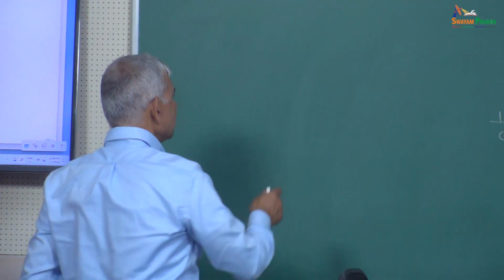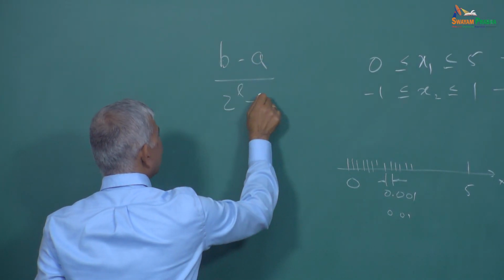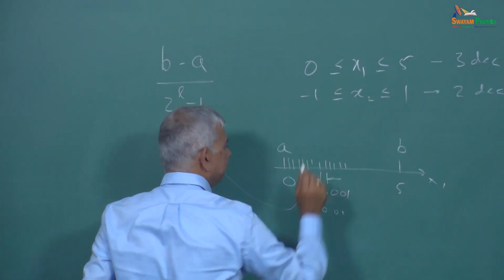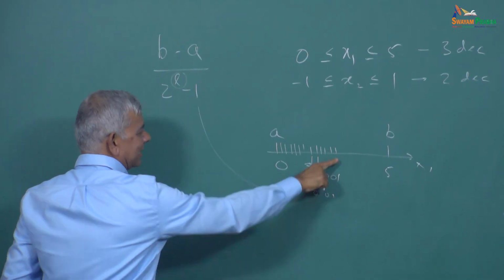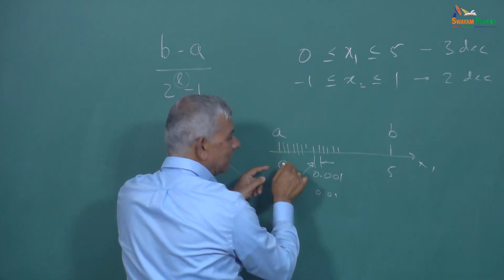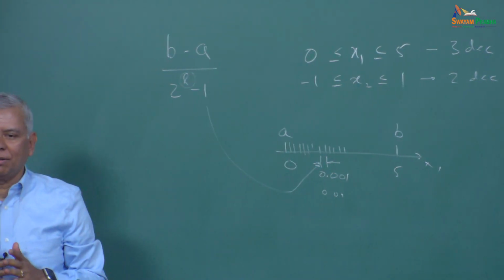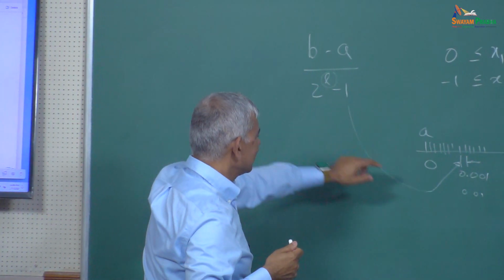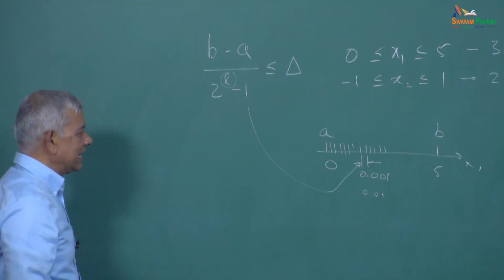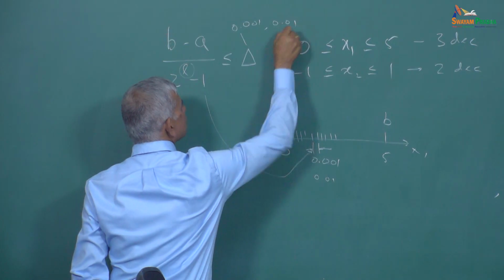Remember the formula we discussed: (b minus a) divided by (2 to the l minus 1), where b is the upper bound and a is the lower bound. This is basically the difference. If this is your a, this is your b, and you are choosing l bits for x1, this should be the precision: (b minus a) divided by (2 to the l minus 1) gaps. There are 2 to the l points, but the gaps are 2 to the l minus 1. So this is the delta, and this should be less than or equal to delta. That delta is either 0.001 or, in the other case, 0.01.